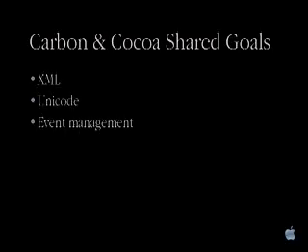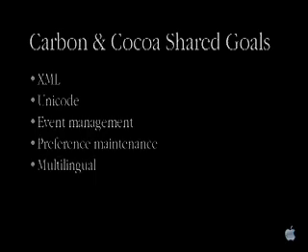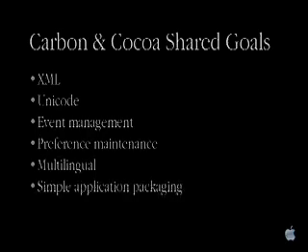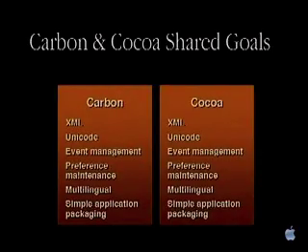So there's a bunch of other functionality that we wanted to add to Carbon and Cocoa, like XML and Unicode. We wanted great event management to be able to tie together Carbon and Cocoa. We wanted standard preferences for every application. We wanted it to be multilingual and have simple application packaging. So we looked at those and we said, how should we implement all of that? And here's one solution. We could implement it twice in both of our stacks. If someone were to come up with this solution, I would fire them, and then you can have them as an engineer.